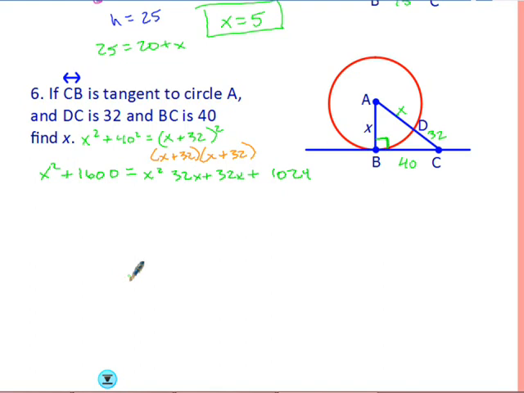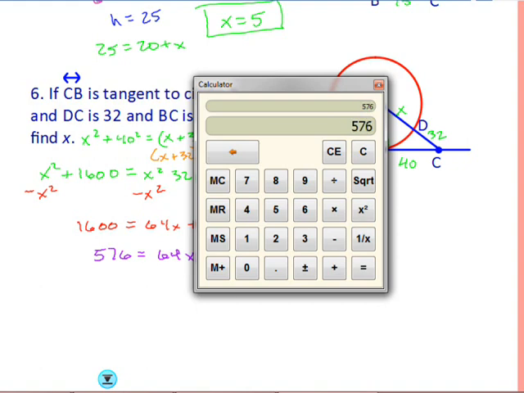Alright. Then we're just going to solve for x. First thing, I notice that I have an x squared on both sides, so if I subtract x squared from both sides, I'm left with 1600 equals 64x plus 1024. Then if I subtract 1024 from both sides, I have 576 equals 64x. And then 576 divided by 64, and x equals 9.